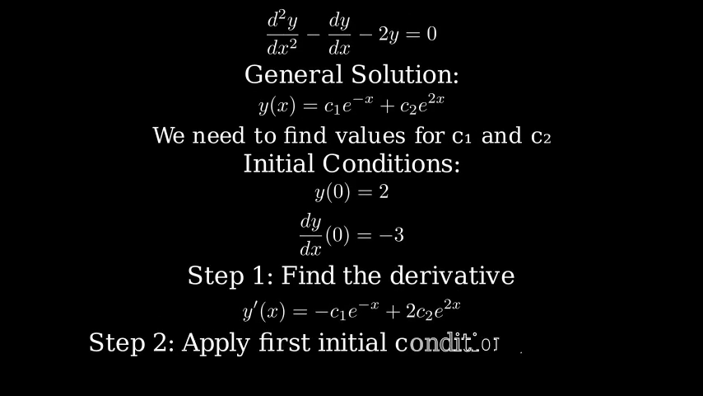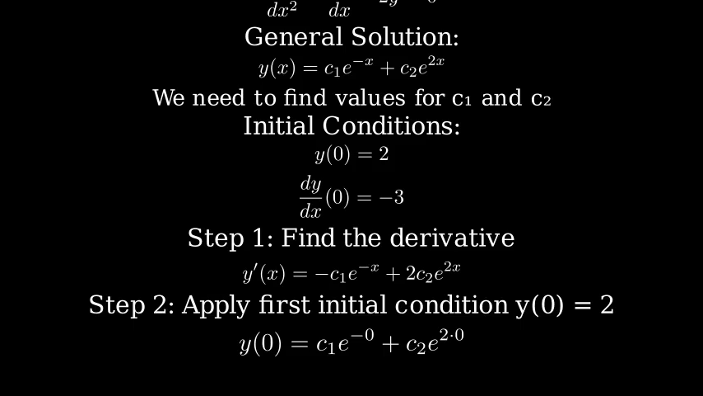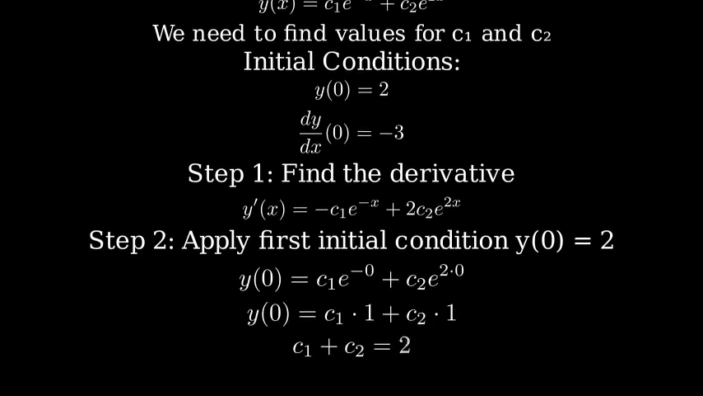Now, let's apply our initial conditions. First, y of 0 equals 2. Substituting x equals 0 into our general solution, y of 0 equals c1 times e to the negative 0 plus c2 times e to the 2 times 0. Since e to the 0 is 1, this simplifies to c1 plus c2 equals 2.